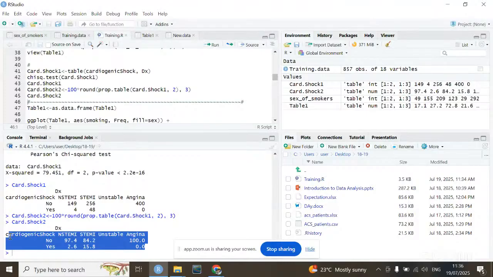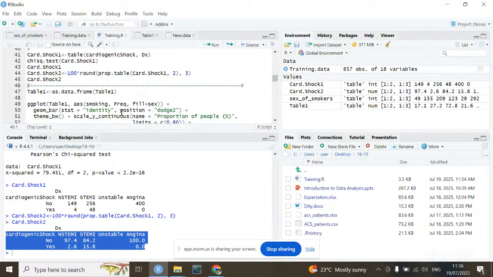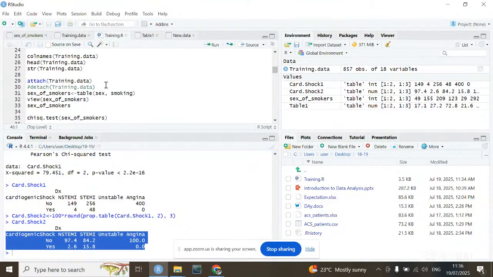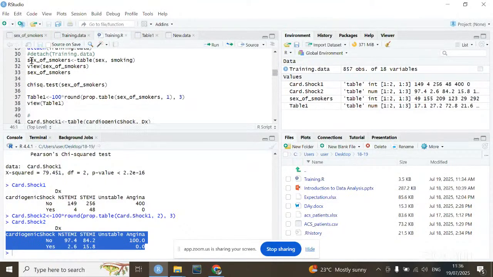And this proportion table, we are taking it to 100 because it is easier to deal with percentage. Sometimes, to me, it is easier to deal with percentage, but it depends on what you want. So from the first table that we created, for the relationship between the sex and the status of smoking, we created a data frame.